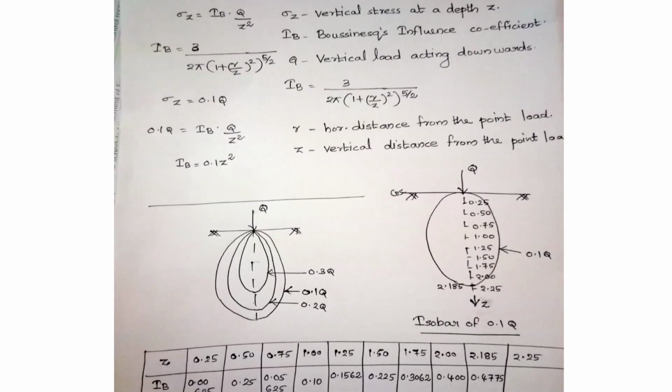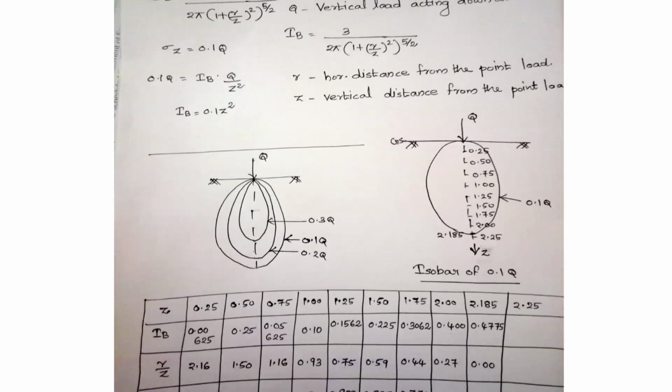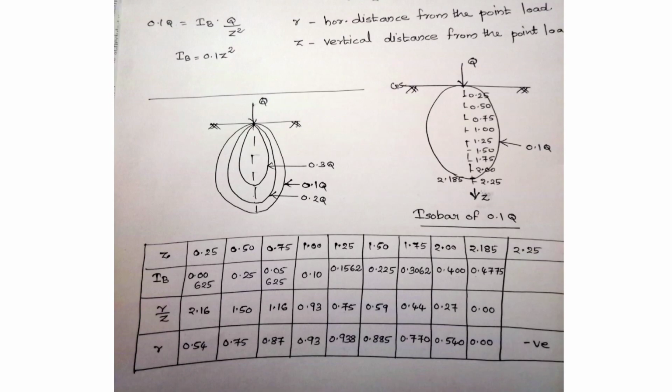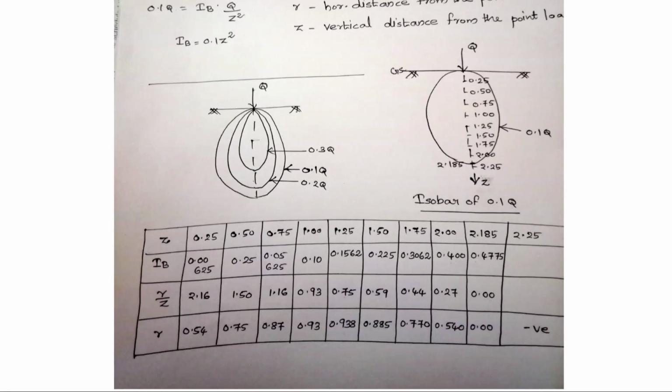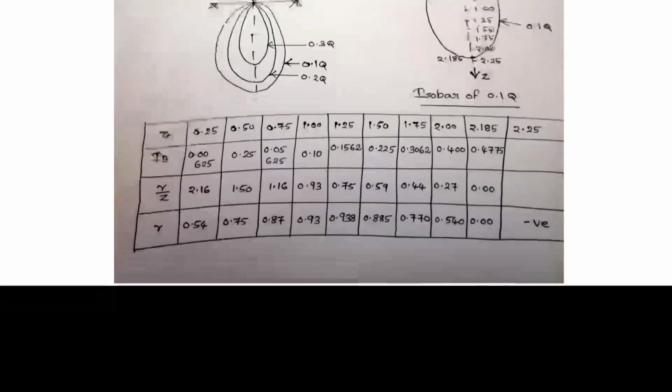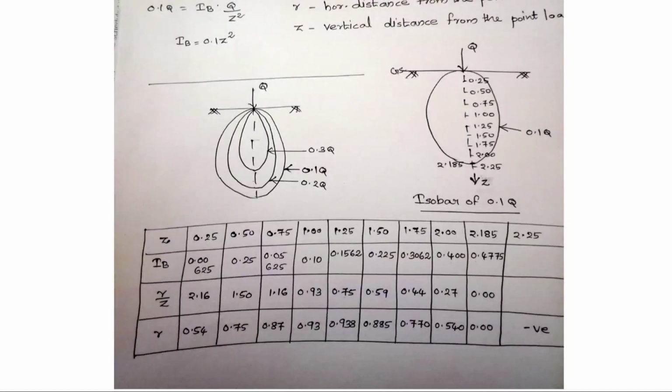So from that, for a particular IB value, we will get the value of r by z from that equation. So the r by z value is also tabulated. Once the r by z value is obtained, we already know the depth value z, so we can find the r value also. r is the horizontal distance from the load acting point. Okay, so we are getting different values of r also. These are the different r values.